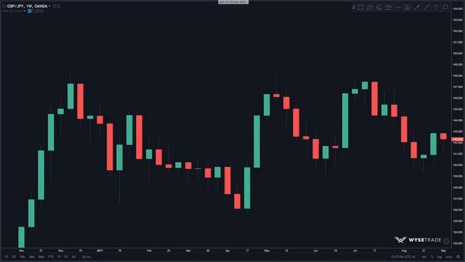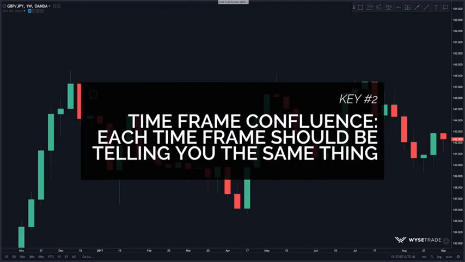So in the last episode, we showed you the first key, which was using the higher time frames, being the monthly and weekly, to find key support and resistance points. Now, in this episode, we are giving you another key, which is called time frame confluence, meaning every time frame should be telling you the same thing. So let's jump right into an example.